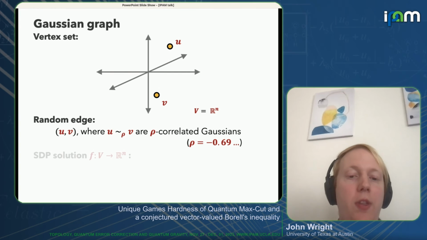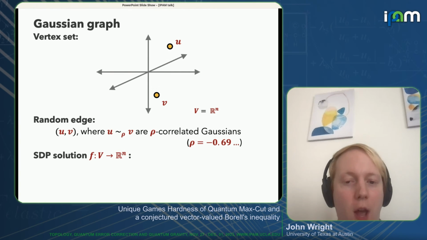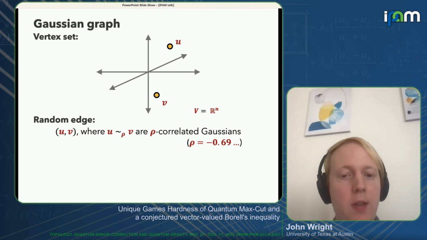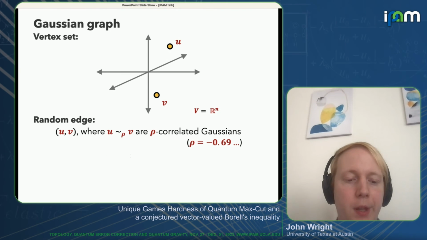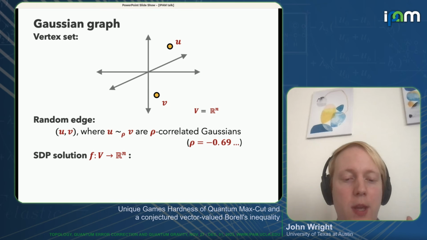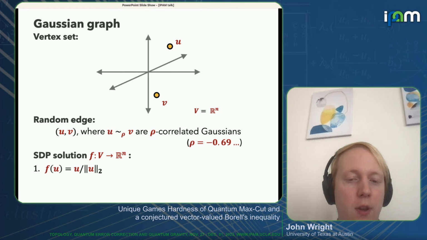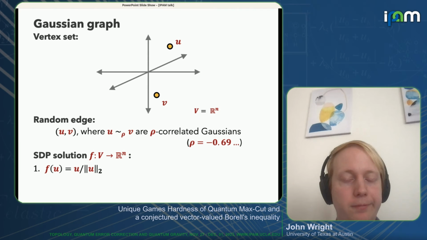So it turns out that the optimal SDP, so this is our graph. And now the question is, what is the optimal value? And also, what is the optimal SDP solution? So the optimal SDP solution for this graph, it turns out, for every vertex, the SDP will just map it in almost the obvious way. What the SDP is going to do is take every vector U. It has to output a unit vector. You remember the SDP always outputs unit vectors. So it's just going to take U and normalize it.